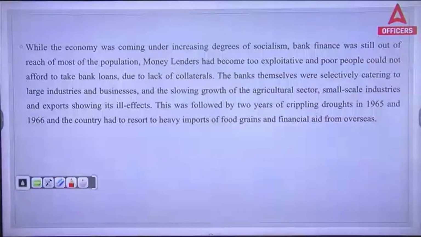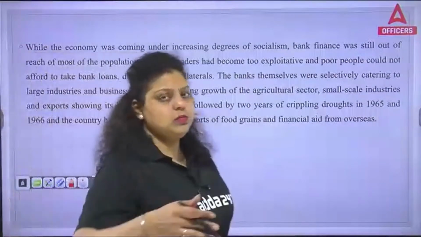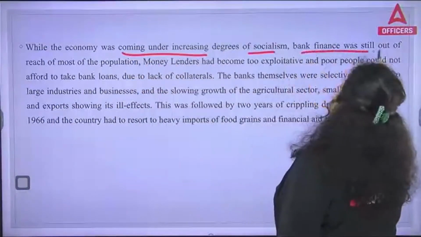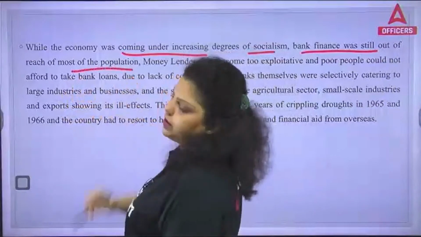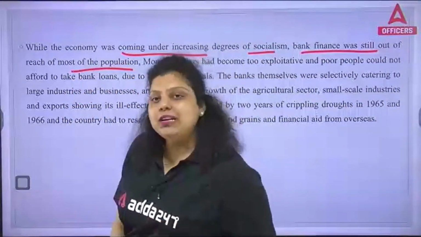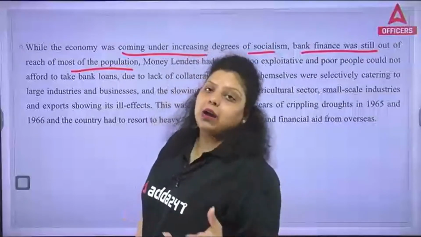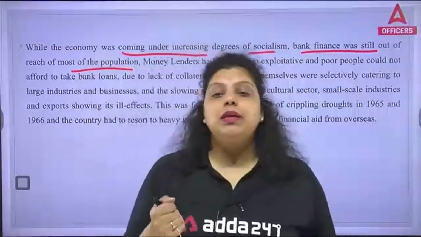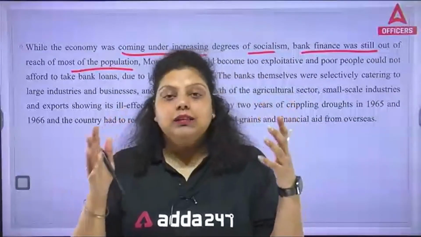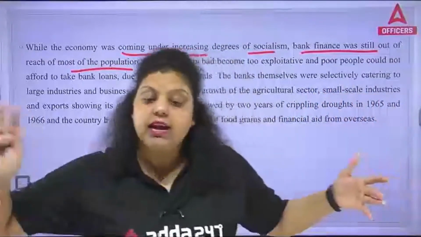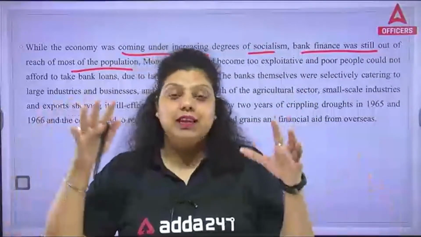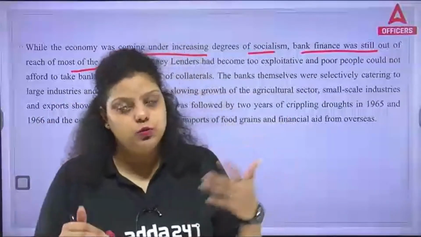And you can see easily that's why LIC is the biggest insurance company, and SBI is the biggest bank of our country. Now, while the economy was coming under increasing degrees of socialism, bank finance was still out of reach of most of the population. Obviously, because people were not trusting the banks. Imperial Bank of India was under government ownership after independence, but people were not trusting it because of the mentality that this bank was formed by Britishers and maybe they will take our money. So the name of Imperial Bank of India was changed to SBI, State Bank of India, so that people would start trusting the bank. It means it's India's bank. You can open an account. You can trust the bank. That's why it was done.